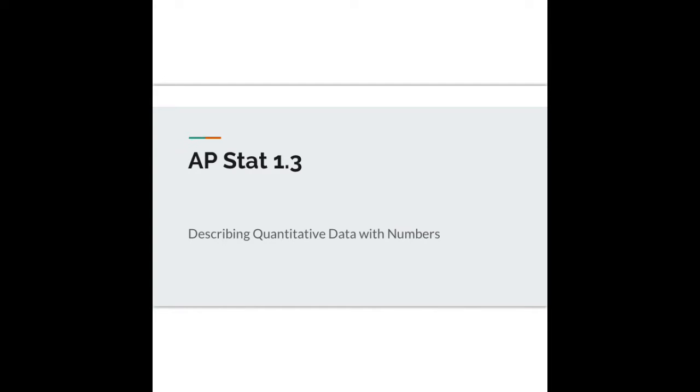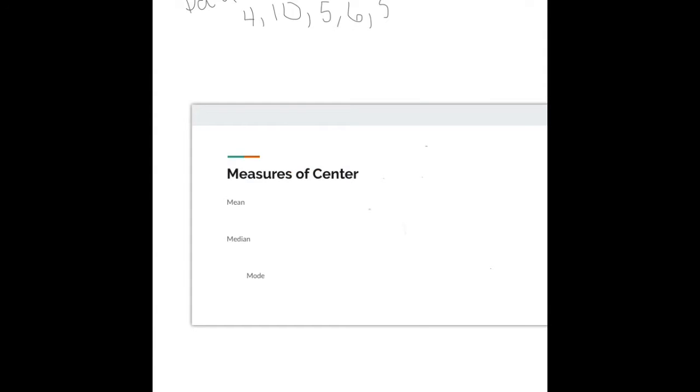describing a distribution with numbers. We've talked about this using SOCS: shape, outlier, center, spread. We're going to start off with measures of center.